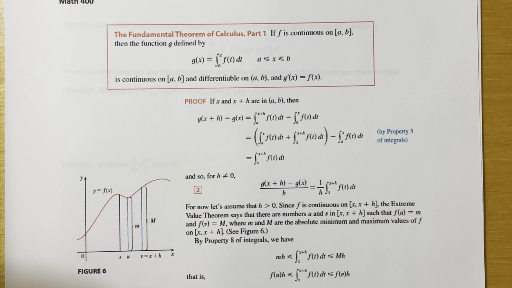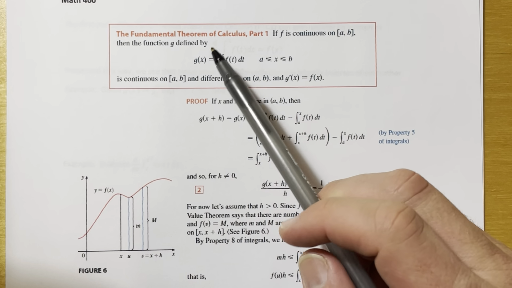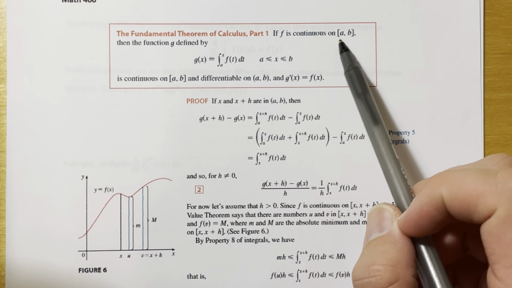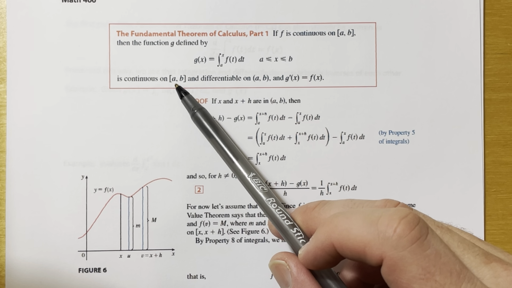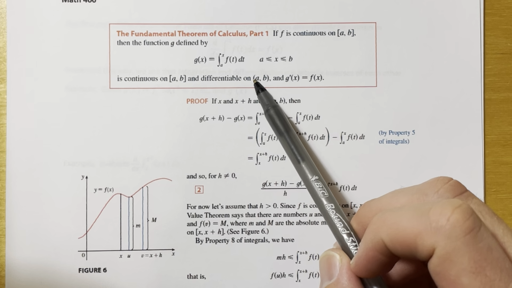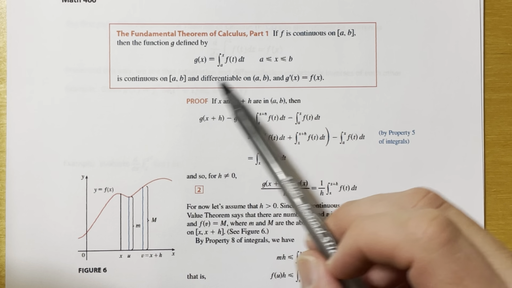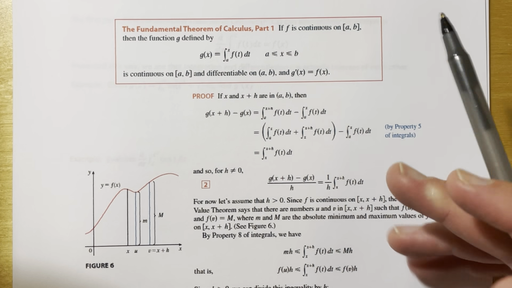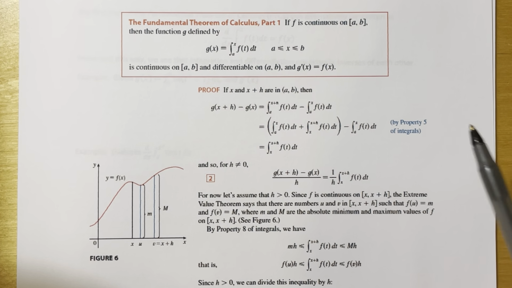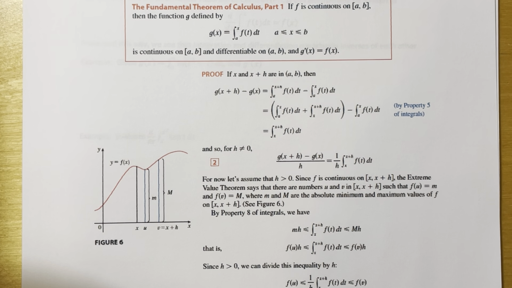So here's what the first part of the fundamental theorem says. If f is continuous on the closed interval [a, b], then the function g, defined the way that we've defined it before, where x is any number within that closed interval, will also be a continuous function on the closed interval [a, b]. It will also be differentiable on the open interval (a, b). Does that sound familiar? And g prime of x will equal f of x, which is what our argument on the previous page was trying to show. Okay, so how do we actually prove this?